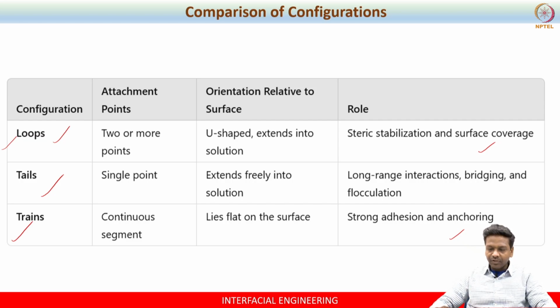In such a scenario, you expect bridging flocculation, because this tail can again get anchored onto a neighboring particle or neighboring surface. So these are the various configurations. We expect steric stabilization when it comes to loop-like or train-like configurations, and we expect bridging flocculation when it assumes tail-like configurations.